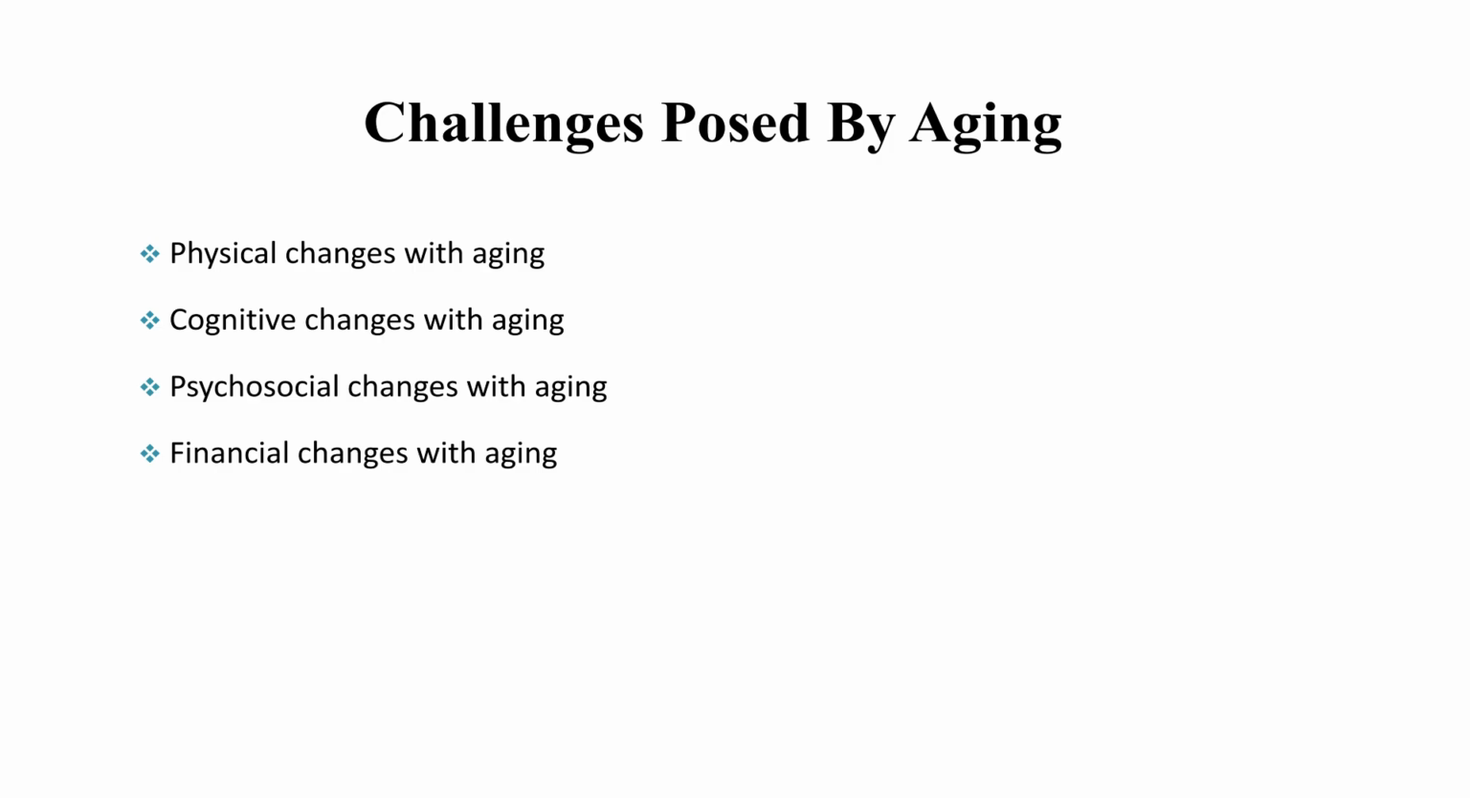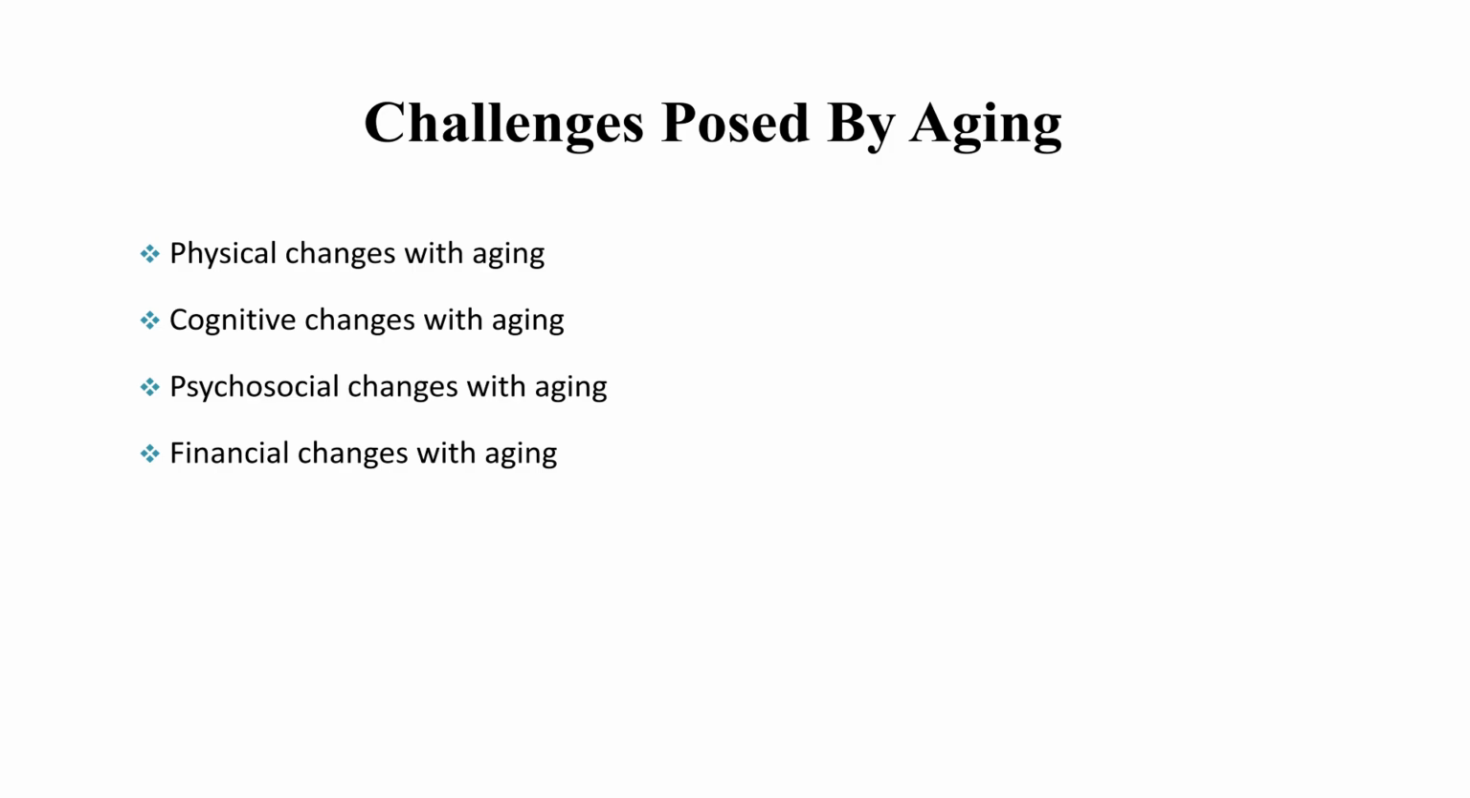Physical changes with aging. We can notice decline in physical strength and mobility. Sleep is disturbed, with problems in appetite and the digestive system. Increased risk of chronic diseases like diabetes and hypertension is very common. Sensory changes are also quite noticeable, like loss in their vision and in their hearing capacity.